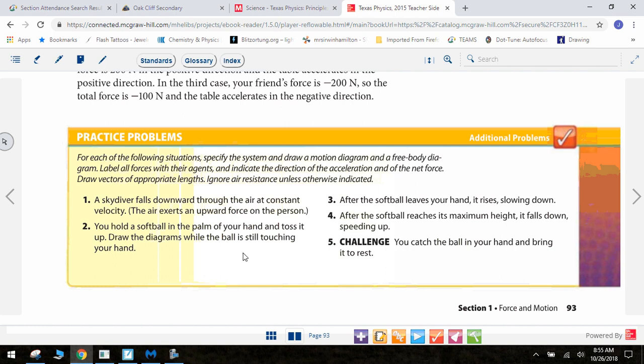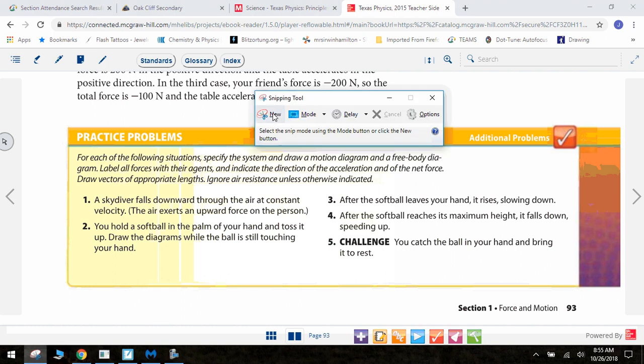Is there one of these that y'all would like me to go over with y'all? Number 5? Hey, I can do number 5.